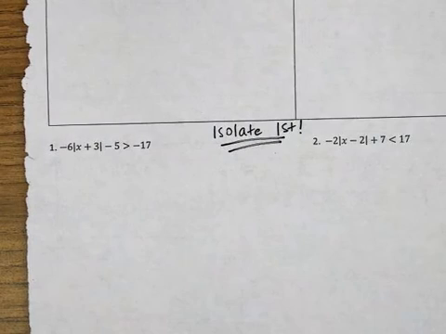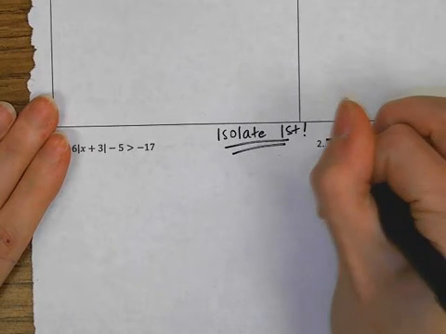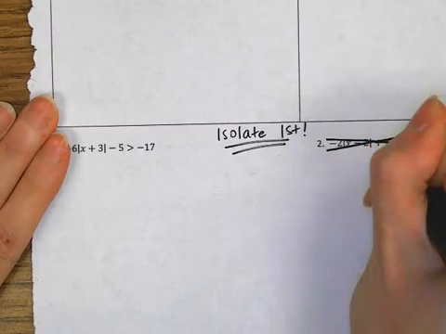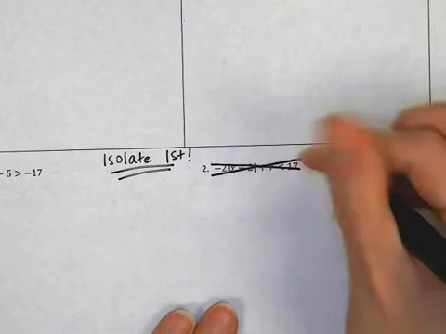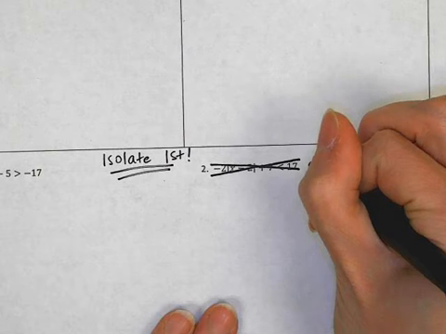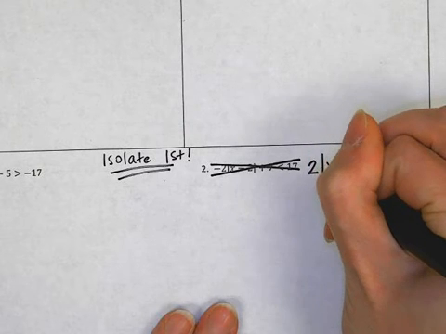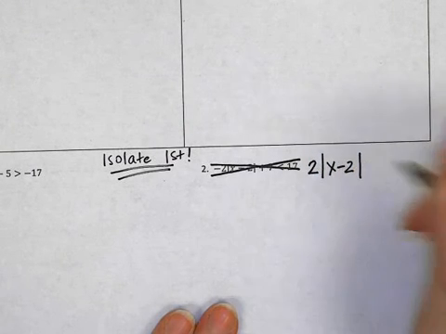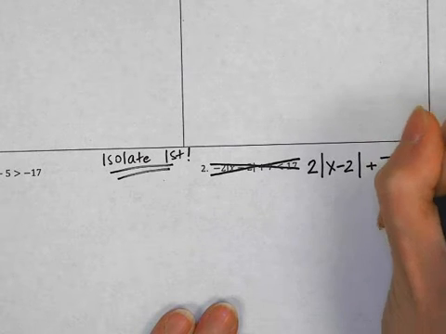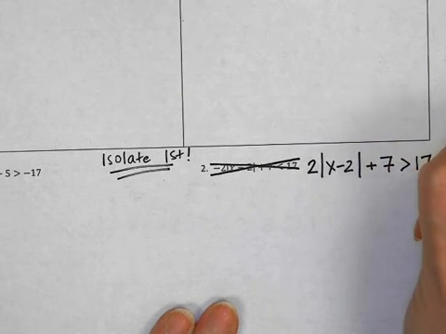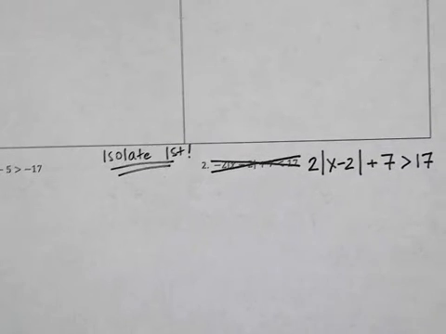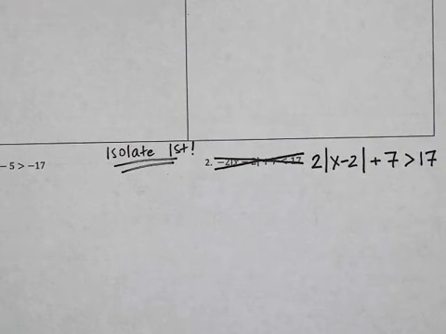And actually, while we're here, I'm going to change problem number 2. I've already made this video twice and screwed this up, so we're going to fix it now. Can you cross off number 2 and change it to positive 2, absolute value of x minus 2 plus 7 is greater than 17. I made a couple changes. So can you please change number 2 right away?